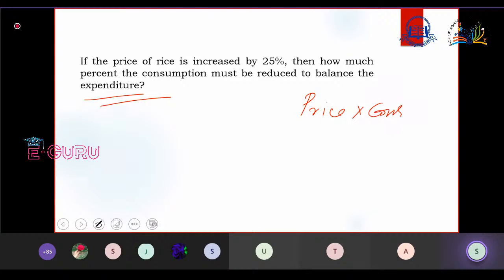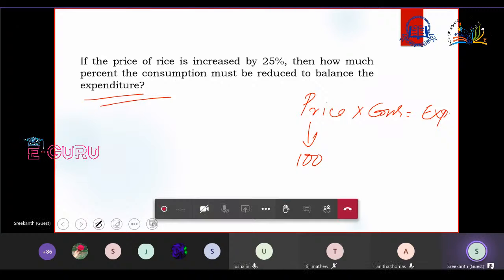So the detailed method is something like this. The expenditure means price into consumption, right? Price into consumption, we will get the expenditure. For example, we can take the price per kilogram as 100, and we can assume that the consumption is also 100 kg. Then the expenditure will be 100 into 100, that means it will be 10,000, right?